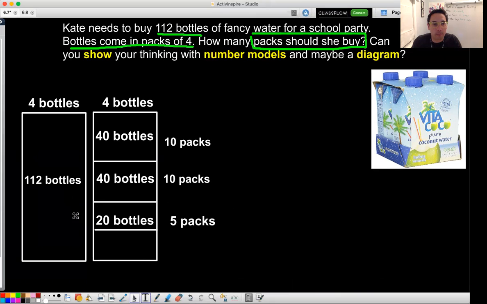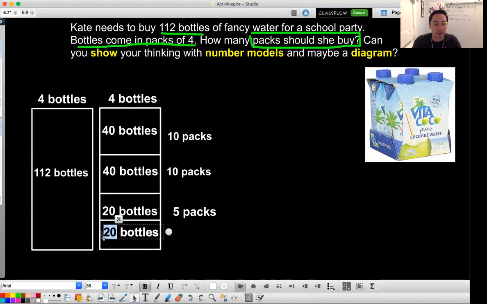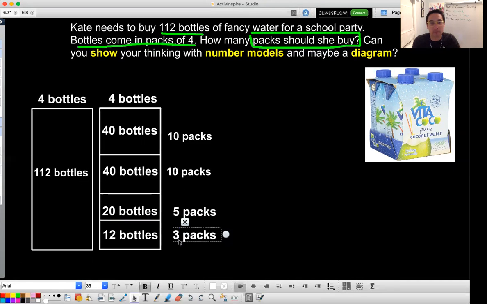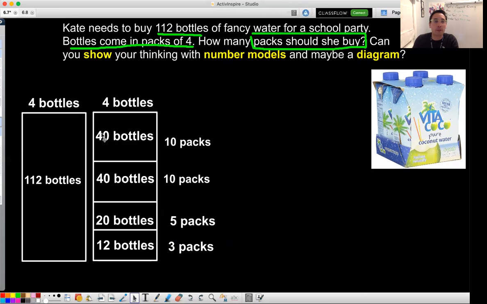So 20 now. So 40, 80, 100. We need 112. So now, how many bottles do I have left? Not 20, but 12 bottles left. Can I get 4 packs to get me 4 bottles? I can do 4, 8, 9, 10, 11, 12. I can. I just need to buy 3 packs. So I have 40, 80, 100, 112 bottles.